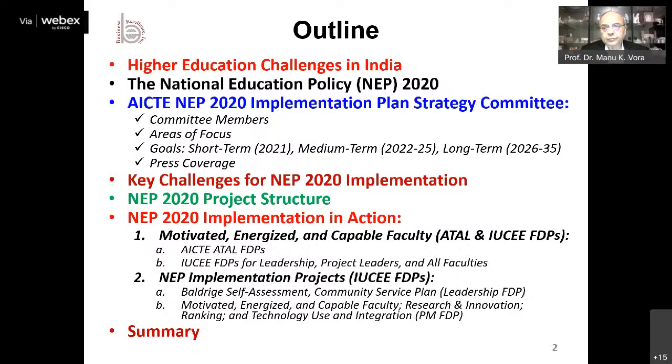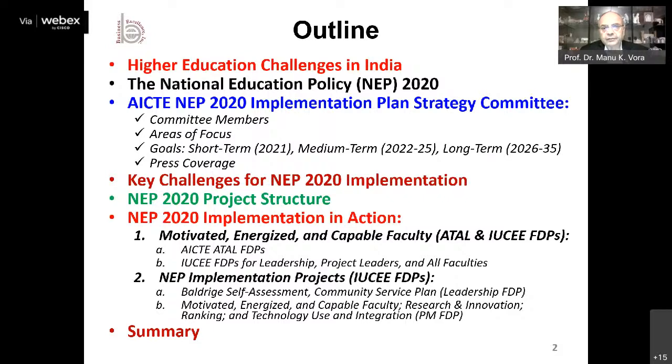Now, the biggest issue will be that it's an excellent education policy coming after 34 years, but will that be implemented across all educational institutes throughout India in a systematic and standardized manner? So that is the question we need to think about. So I'll take you through some of the challenges we face to implement NEP effectively, and to help in that direction, suggesting a simple project structure.